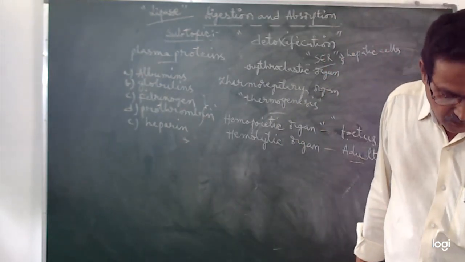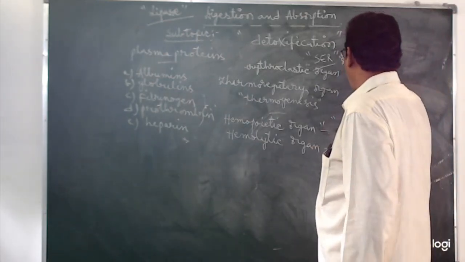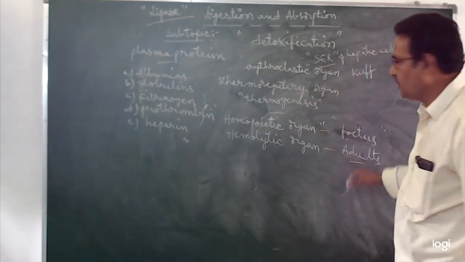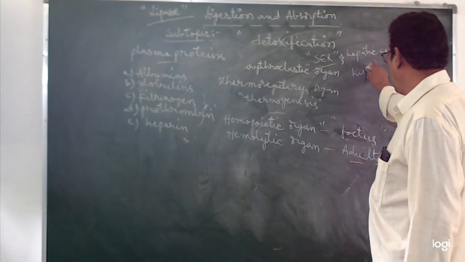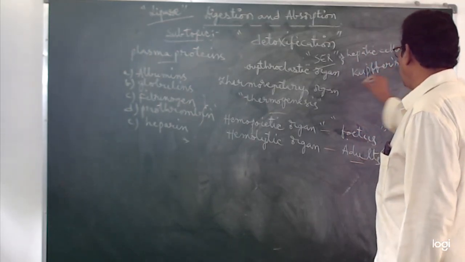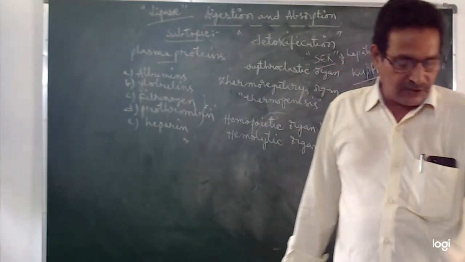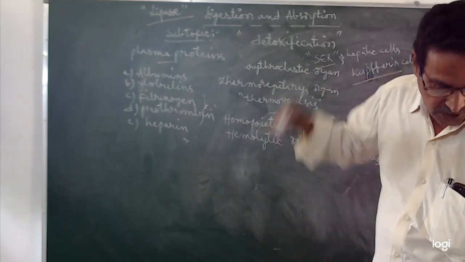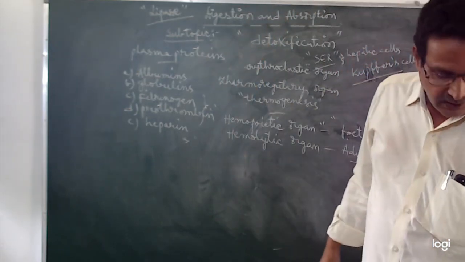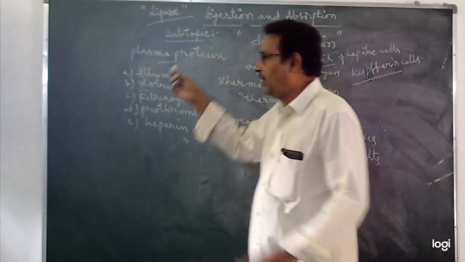Next, liver has Kupffer cells. What are Kupffer cells and what is the role of these cells? Kupffer cells are in between the hepatic cords, the sinusoids.